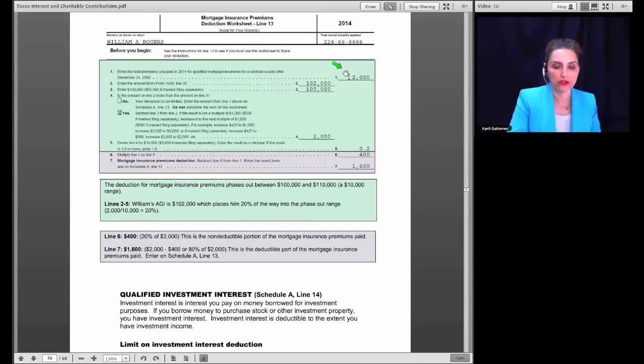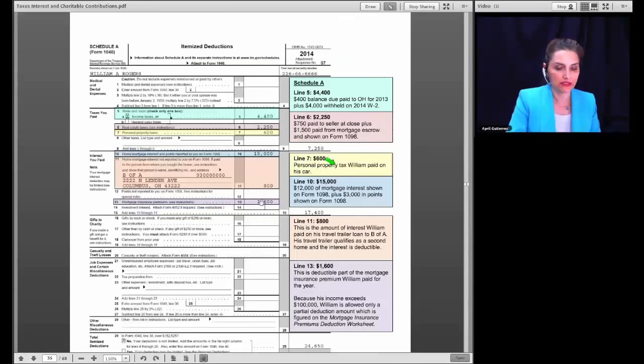It shows $2,000 of home mortgage insurance paid. It takes his adjusted gross income of $102,000, subtracts out the limit of $100,000, and the difference is 20%. He is 20% into the phase-out range, and that means that 20% of the mortgage insurance premiums he paid are non-deductible. 20% of $2,000 is $400. You subtract $400 from $2,000, you're left with $1,600. $1,600 is the amount he's allowed to claim as a deduction on line 13.